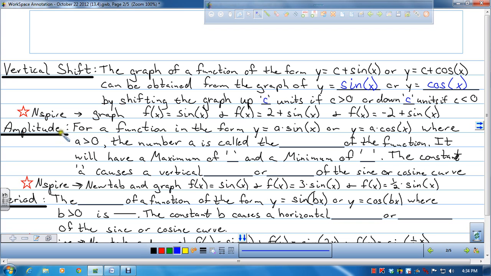Okay. The next thing we're going to talk about is amplitude. And for a function in this form, see, now instead of just adding something, I am taking the sine or the cosine of x and I am multiplying by some constant. If a is greater than 0, that number a is called the amplitude. Okay, the amplitude.